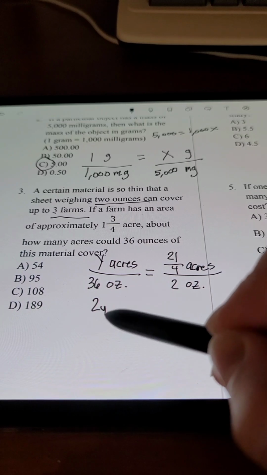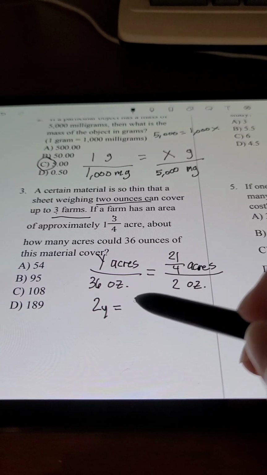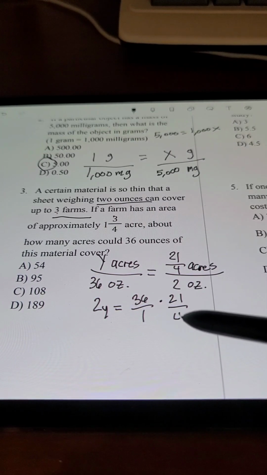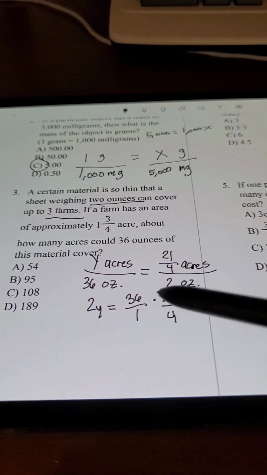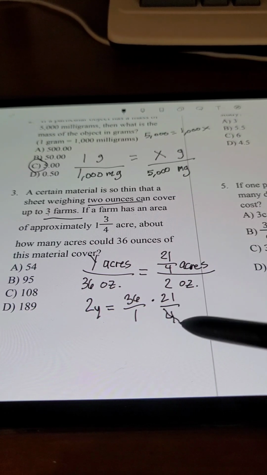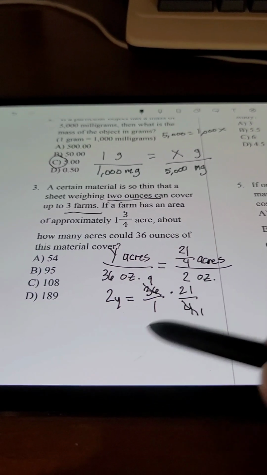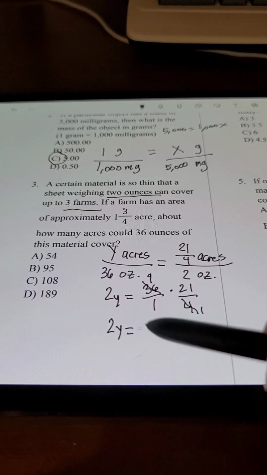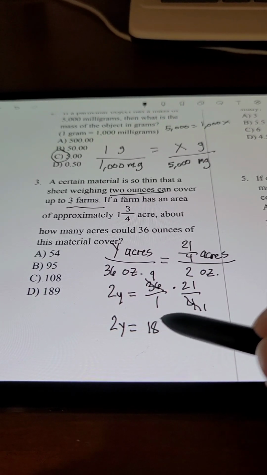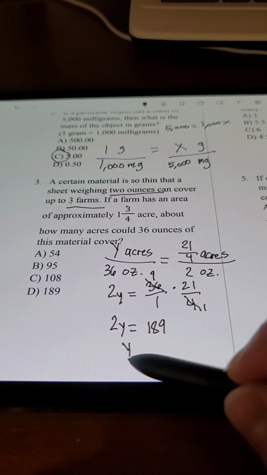So 2 times y is just 2y. And then now I have 36/1 times, so let me show you this because I want you to see me canceling out and not have questions. So now I have 36/1 times 21/4. Now 4 goes into 4 one time. It goes into 36 9 different times. So now what I have is 2y is equal to whatever 9 times 21 is, and that's going to be 189. So now I'm going to divide by 2.